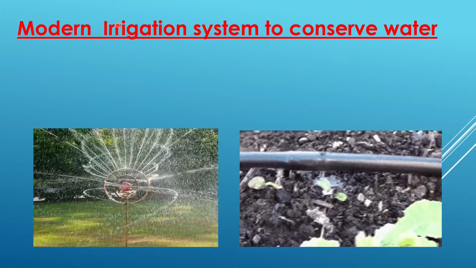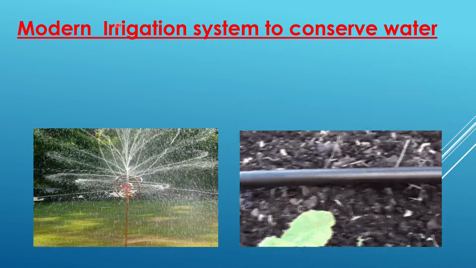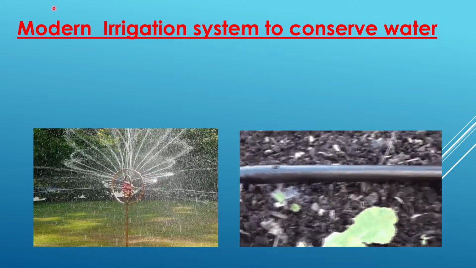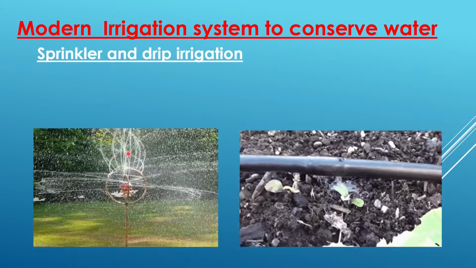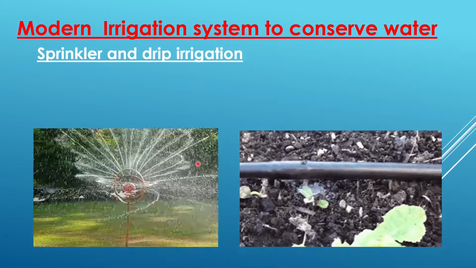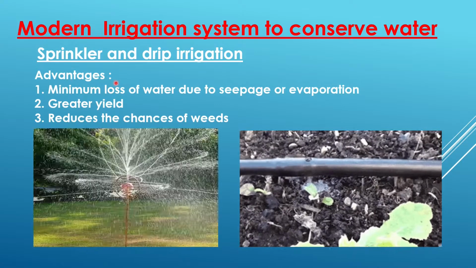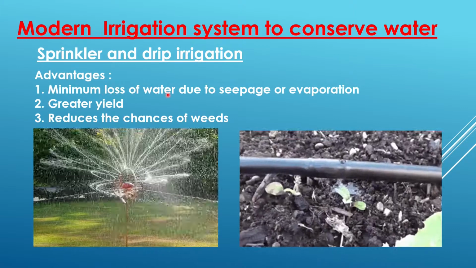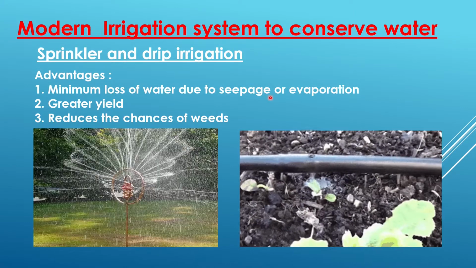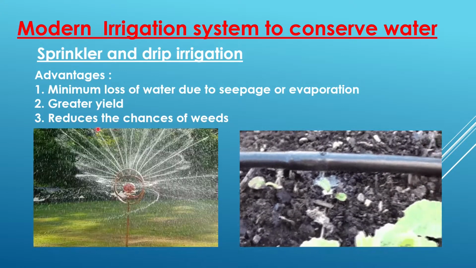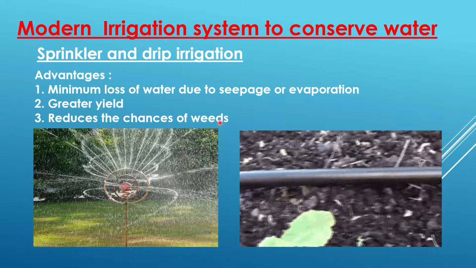Modern irrigation systems conserve water, especially in arid and semi-arid regions. It is really fruitful. These are sprinkler and drip irrigation. The advantages of this kind of irrigation are minimum loss of water due to seepage or evaporation, greater yield, and reduced chances of weeds.